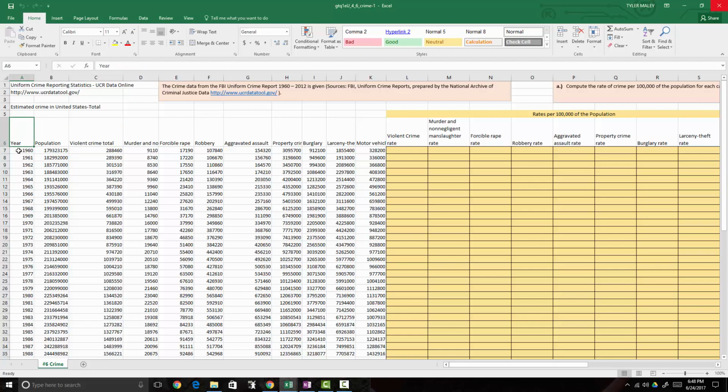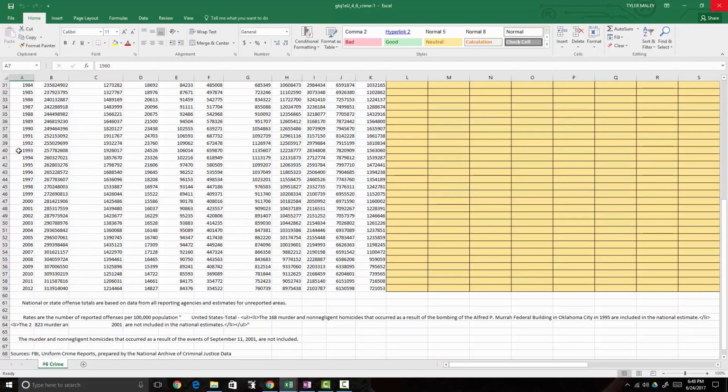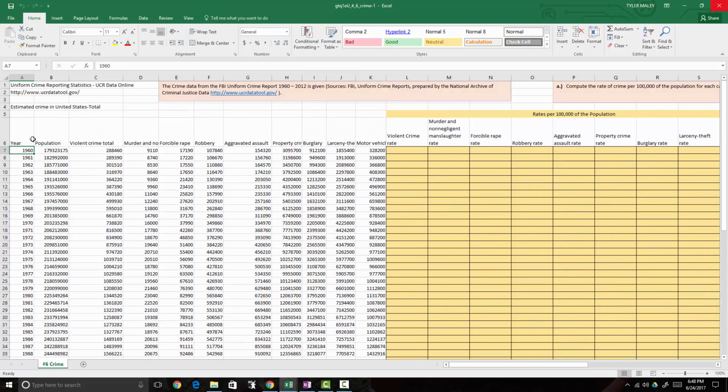So here we have the years listed, and we can scroll all the way down. It goes all the way to 2012, and we also have the population of that year, and then violent crime totals, murder and non-negligent manslaughter, forcible rape, robbery, aggravated assault, property crime total, burglary, larceny theft, and motor vehicle theft.